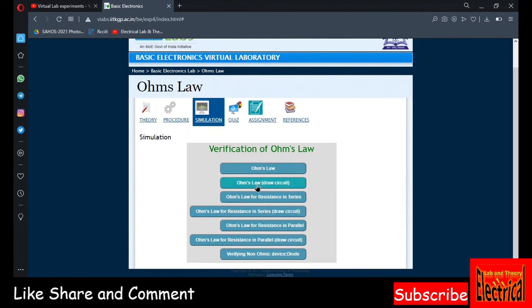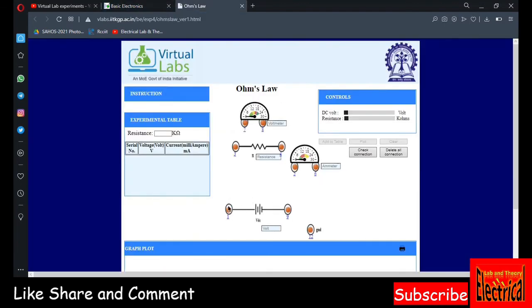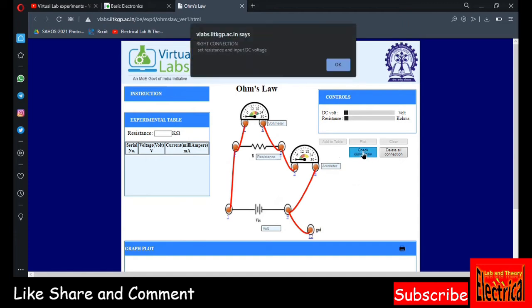I will not go through the draw circuit portion. In the draw circuit portion, I'm showing you how things will look. This is the battery. From the battery, we will connect to the resistor, and from the resistor, it will be in parallel, right? So how to make a parallel circuit? This is a parallel circuit, and afterwards we'll connect the ammeter. Here you have to connect the battery to ground to take a good reading. And then check the connection. Here it is saying right connection.